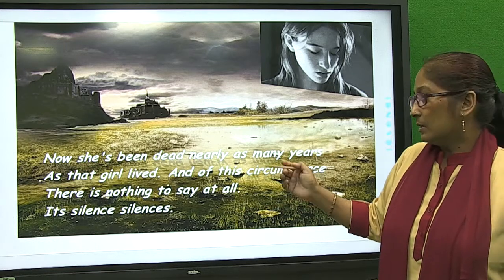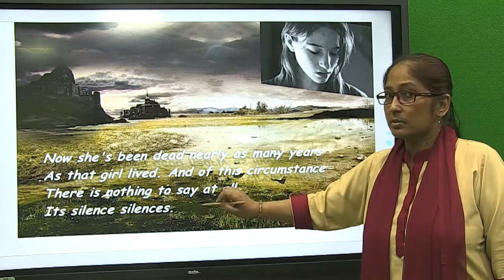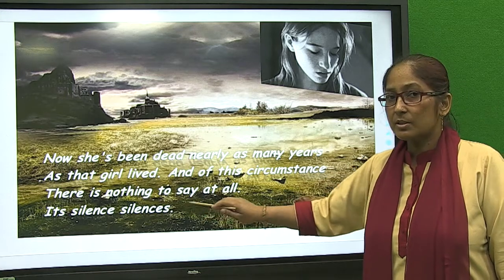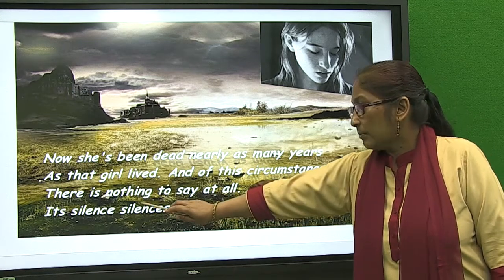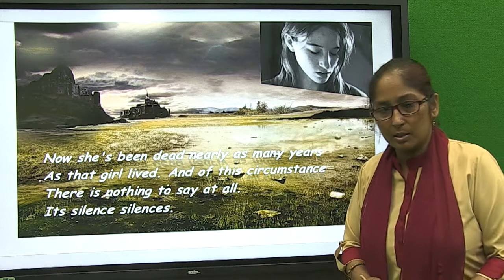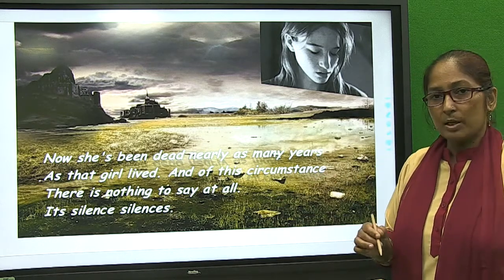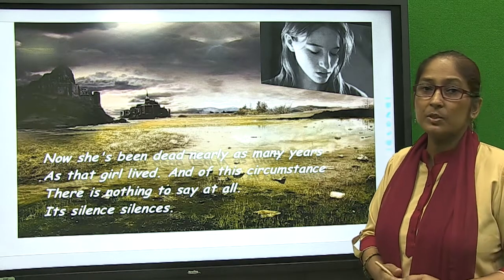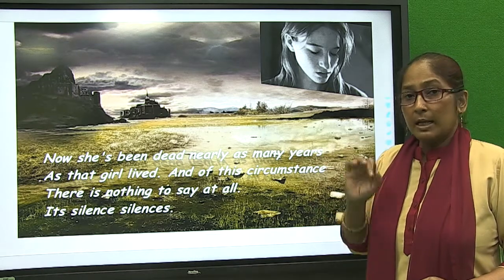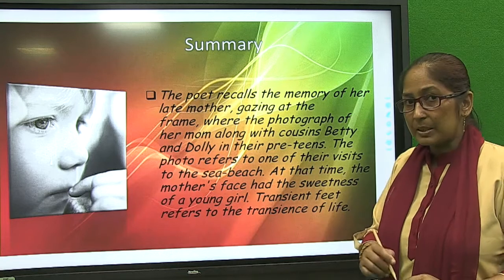That's why the repetition figure of speech is used. Alliteration and repetition: the same letters and same words are used there. When the same words or the same letters are used in one line, which figure of speech do we use? Alliteration. So this is the summary in short.